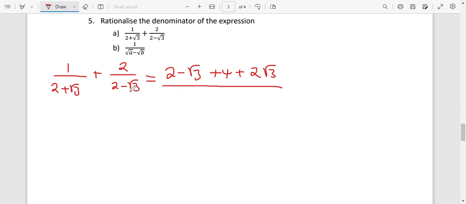Now, since you can see the two denominators are conjugates of each other, get the first one you square, that will give you 4. Minus, get the second one you square, that will just give you a 3. Root 3 squared is a 3. And this will give you, add like terms. 2 plus 4 is a 6. Negative root 3 plus 2 root 3. What is going to be the answer? Esther, negative root 3 plus 2 root 3. What is going to be the answer?